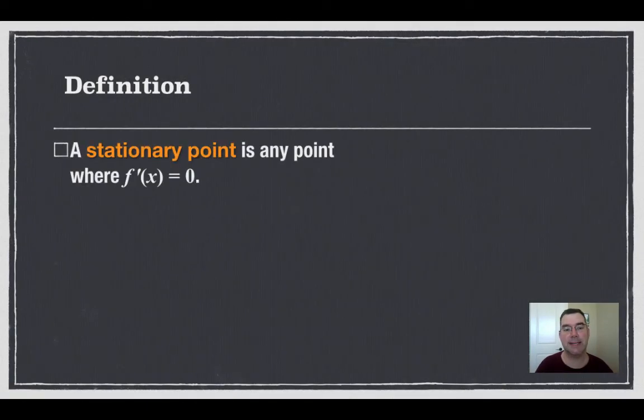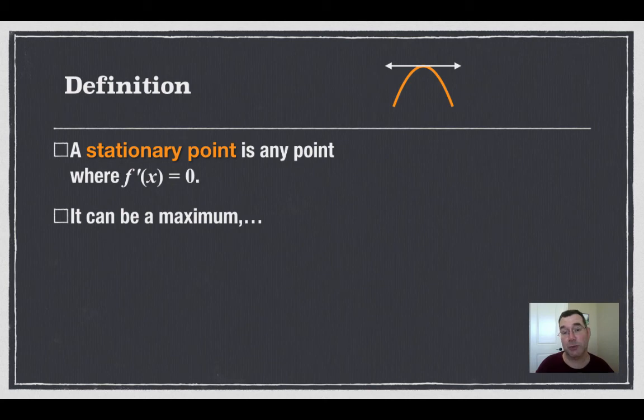Our definition of what a stationary point is: it's just any point where the first derivative is equal to 0 after I plug in that x. It can be a maximum, so it can look like that. You can see that the tangent line that I've drawn has a slope of 0, which is what the derivative is. It can be a minimum. There you see another curve with a tangent line of slope 0.